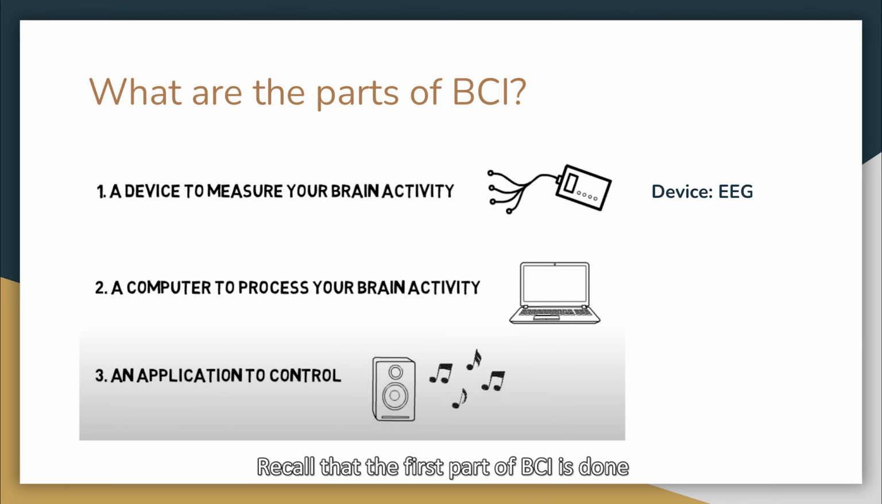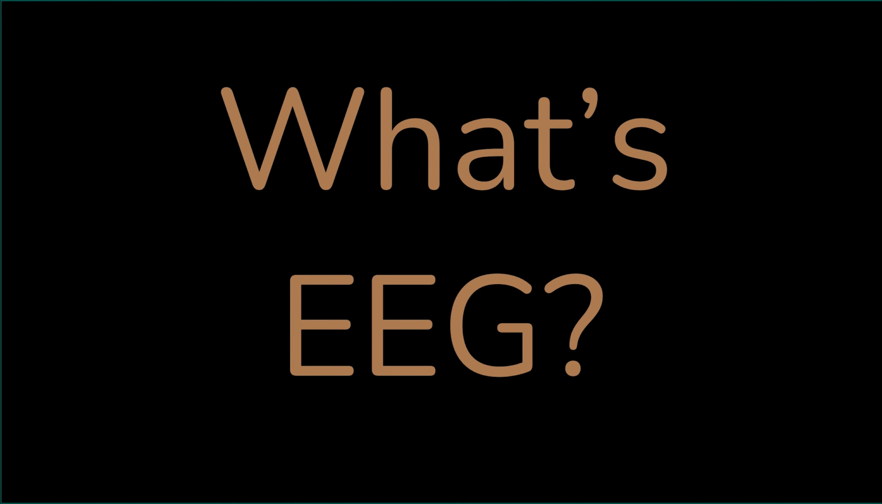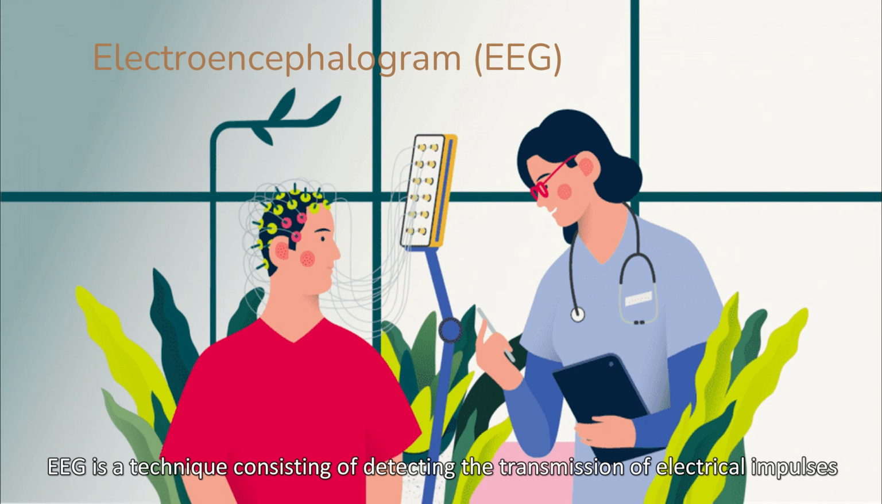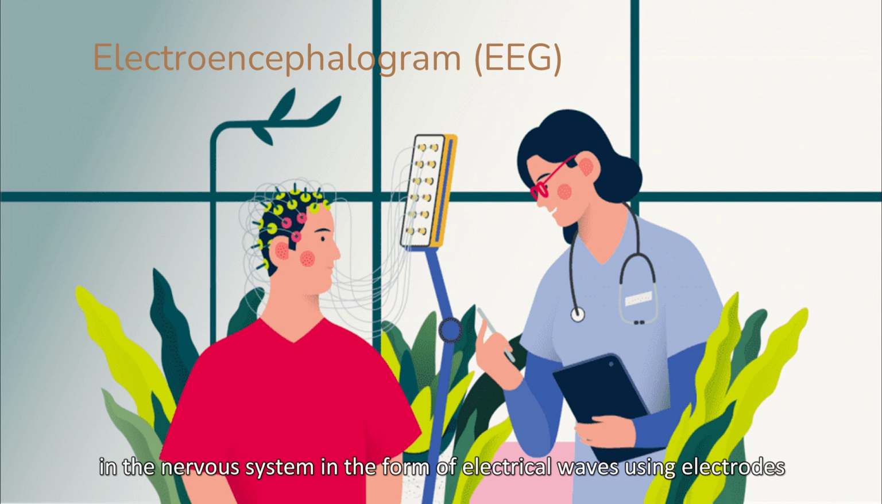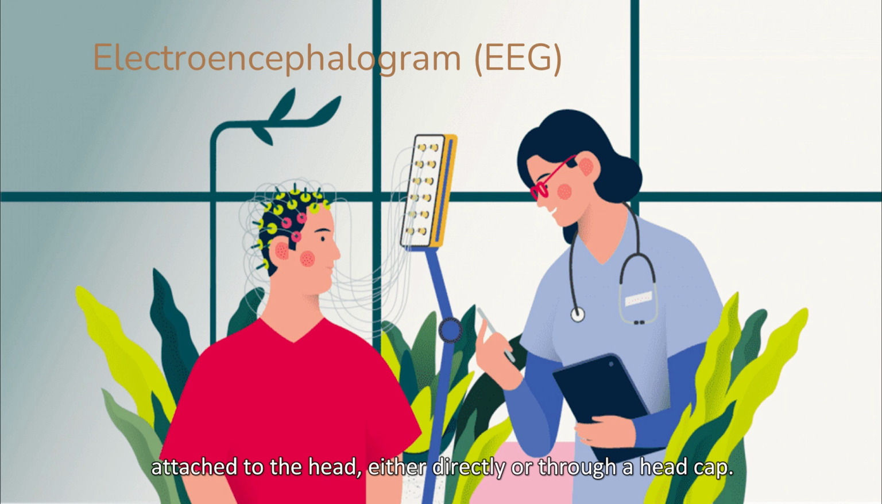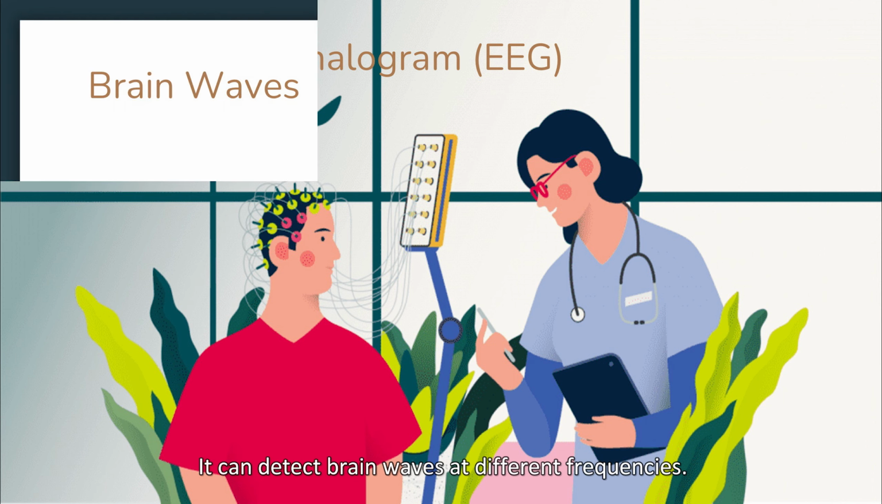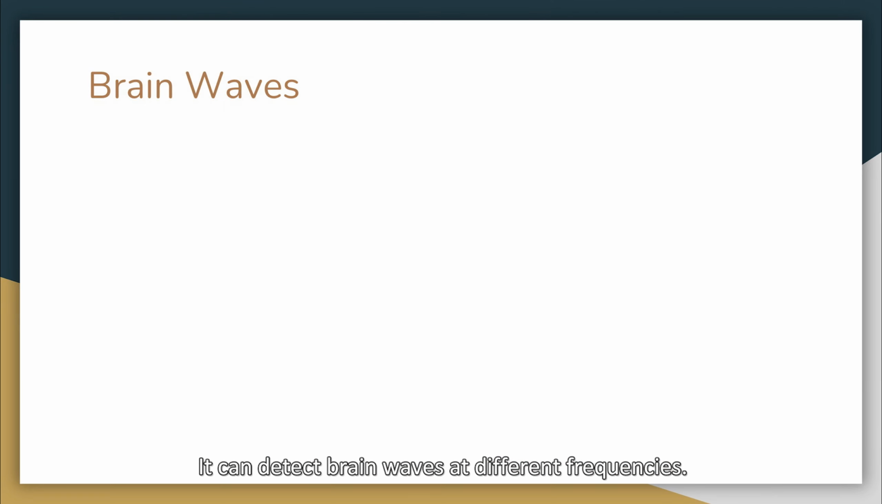Recall that the first part of BCI is done by electroencephalogram, also known as EEG. So what's EEG? EEG is a technique consisting of detecting the transmission of electrical impulses in the nervous system in the form of electrical waves using electrodes attached to the head, either directly or through a head cap. EEG is an inexpensive and non-invasive method. It can detect brain waves of different frequencies.